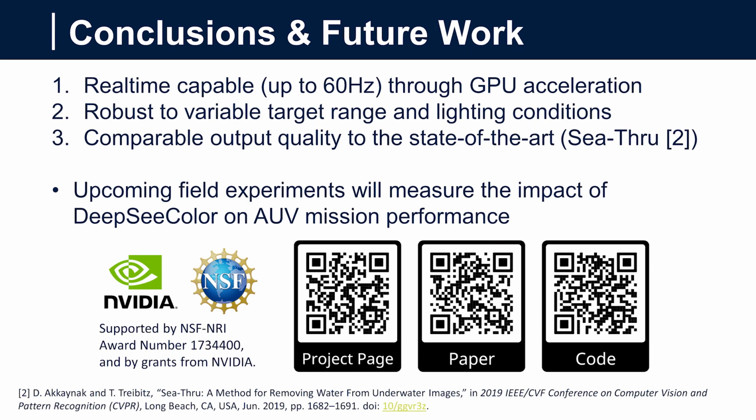In conclusion, we present DeepSeeColor as an algorithm to enable real-time color correction on-board AUVs that is robust to varying target ranges and lighting conditions, while producing outputs of comparable quality to the state-of-the-art offline algorithms. In upcoming field experiments, we plan to measure the impact of color correction on AUV performance in more sophisticated autonomous tasks like target tracking.